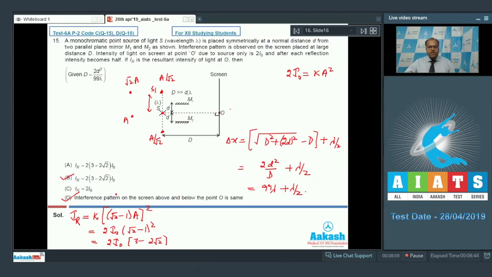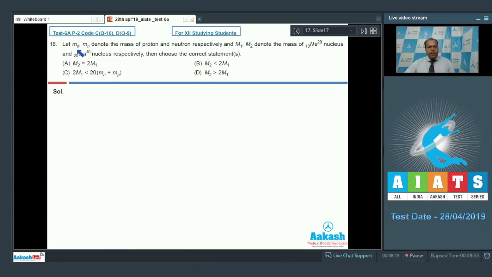Let's move to question number 16. In question number 16, let Mp and Mn denote the mass of proton and neutron respectively, and M1 and M2 denote the mass of neon nucleus and calcium nucleus respectively. Then choose the correct statements. We know that the binding energy per nucleon increases up to iron, that is Fe56. So we can say that the binding energy per nucleon of calcium is more than the binding energy per nucleon of neon. So if mass defect in calcium is more, then we can say that M2 must be less than 2 times M1. So option B is correct.